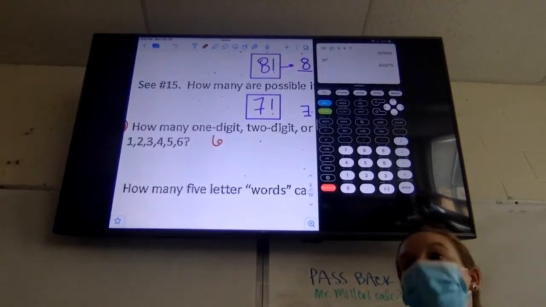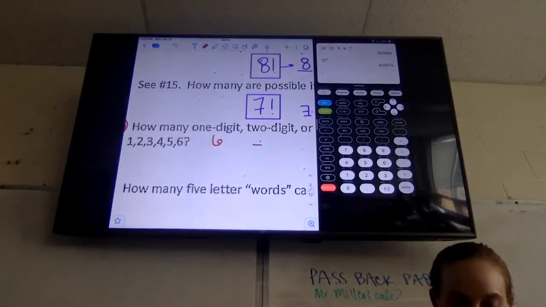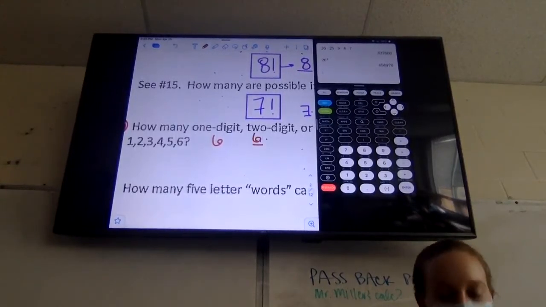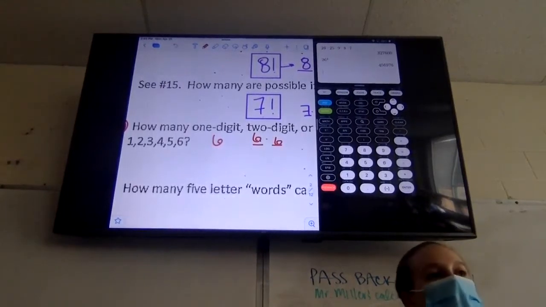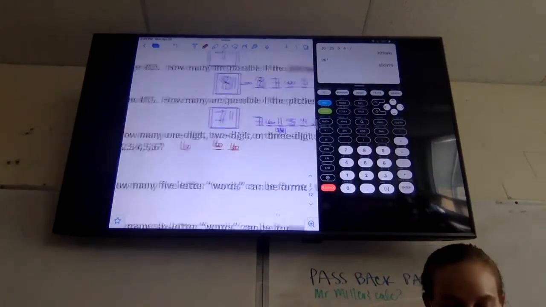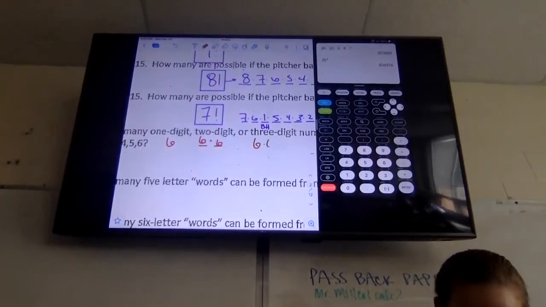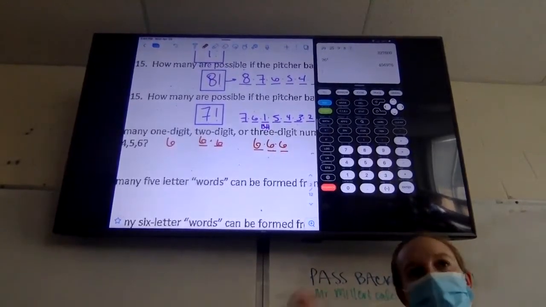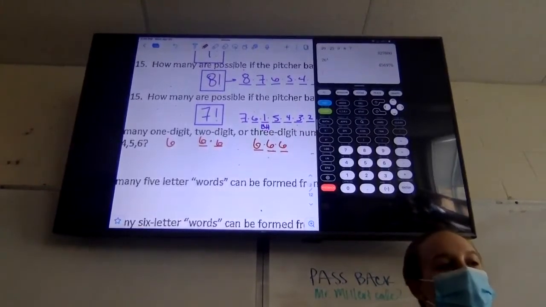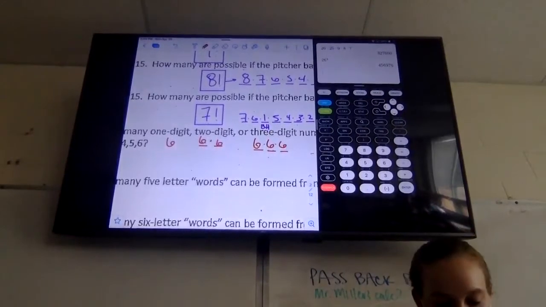36. Why 36? 6 times 6. I have 6 options for my first digit and I have 6 options for my second digit, which means I've got 36 options. And then what about a 3-digit number? So whatever 6 times 6 times 6 is, because I have 6 options for each one of those places. 6 in the 1s, 6 in the 10s, 6 in the hundreds.